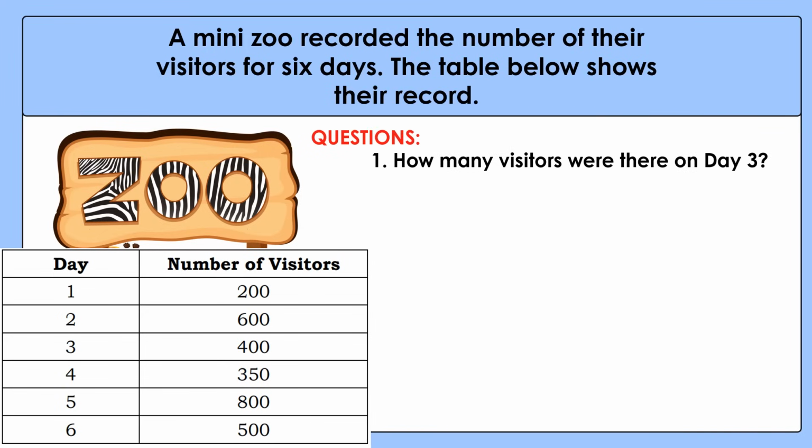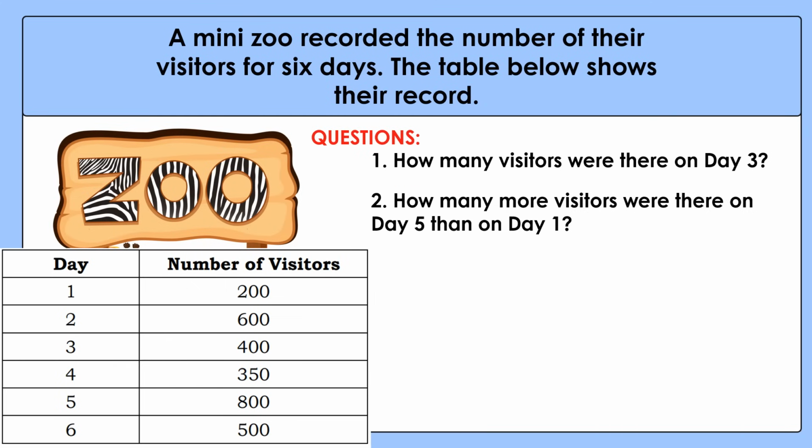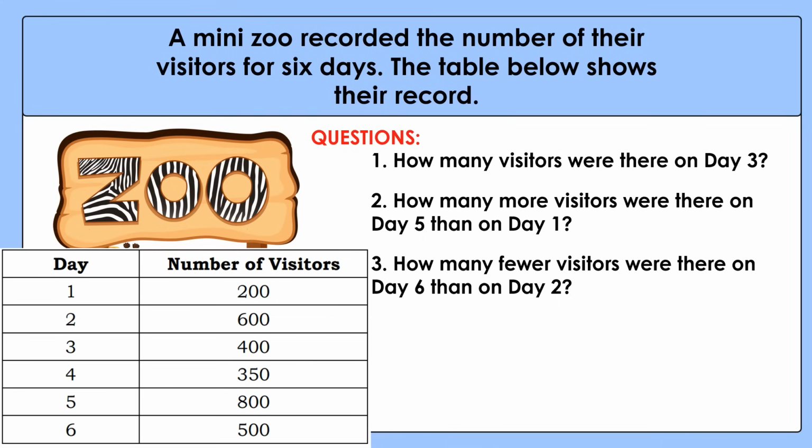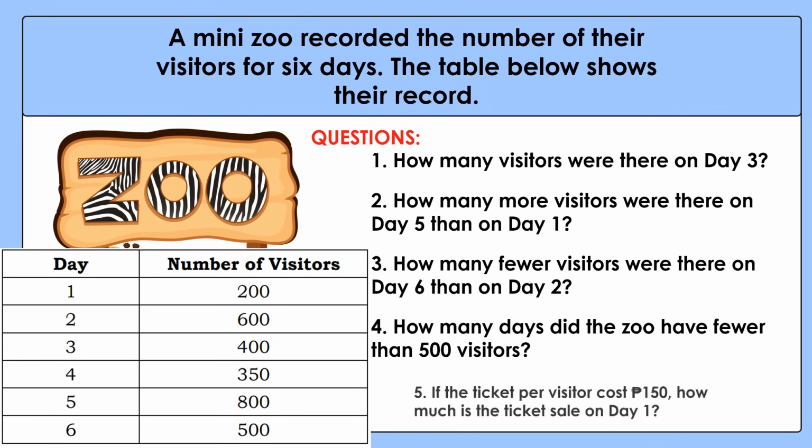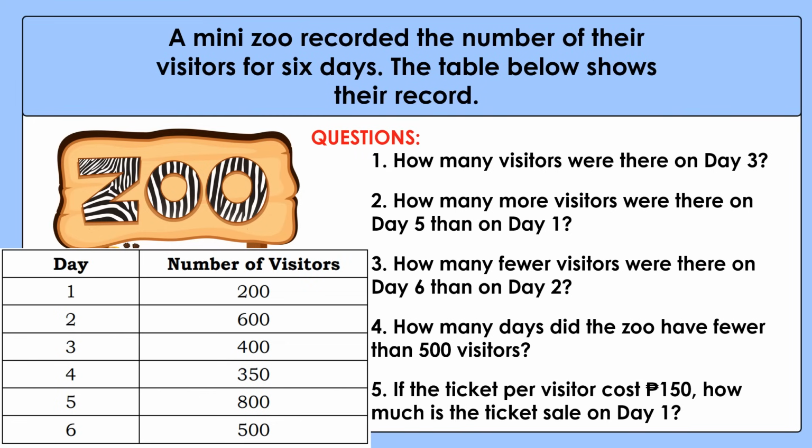Questions. Number 1, how many visitors were there on day 3? Number 2, how many more visitors were there on day 5 than on day 1? Number 3, how many fewer visitors were there on day 6 than on day 2? Number 4, how many days did the zoo have fewer than 500 visitors? And number 5, if the ticket per visitor costs 150 pesos, how much is the ticket sale on day 1?